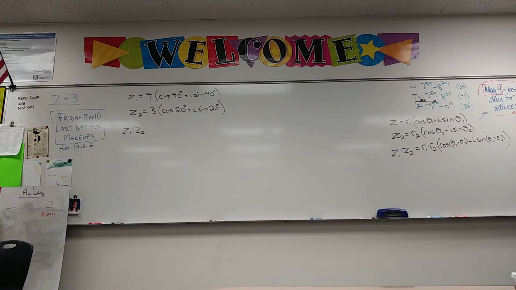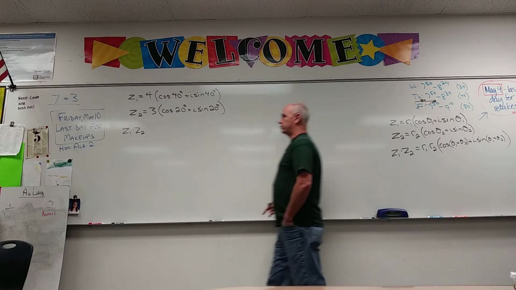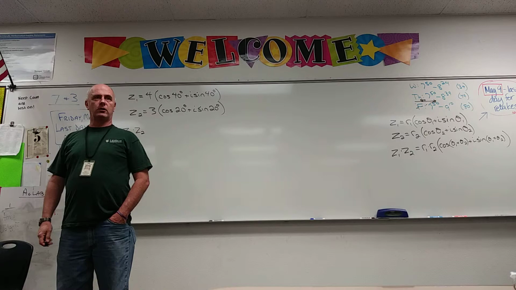And it looks like a mess, and if you think about it for a minute, you can describe what we just did in English. In order for us to multiply two numbers in polar form, we need to multiply the r's and add the thetas. That's all. So to multiply two numbers in polar form, we multiply the r's and add the thetas.